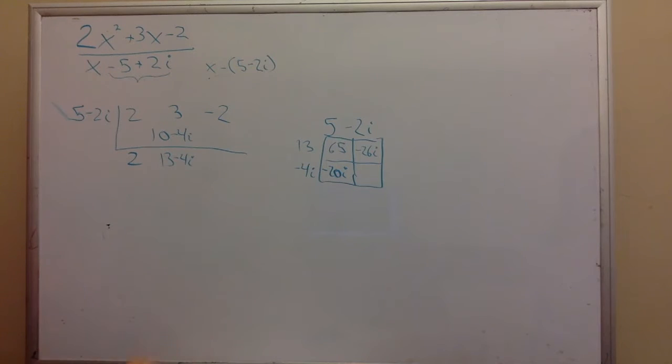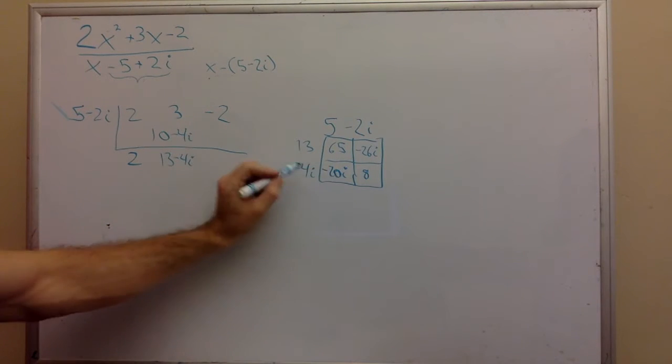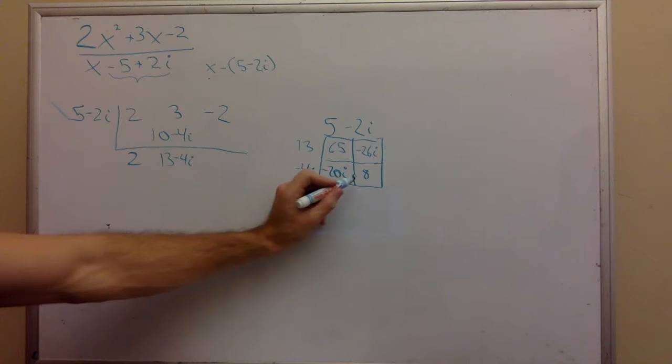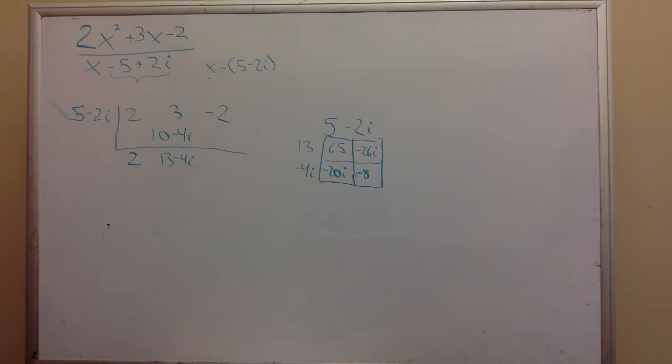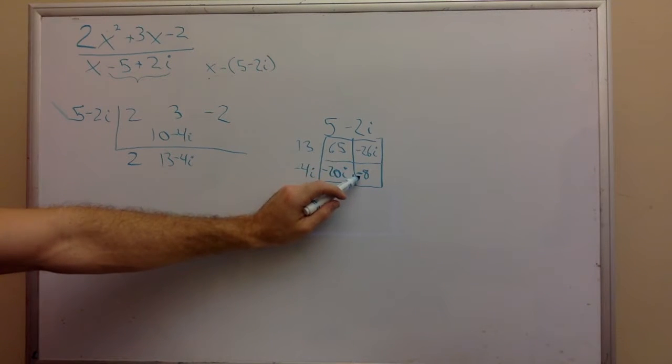4i times negative 2i. Now, 4 times 2, that's 8. A negative times a negative is a positive. Then I'd have i squared, and remember we've said so many times, i squared is negative 1. So that must mean I have negative 8 here. So when I put those pieces together, I get 65 and negative 8.